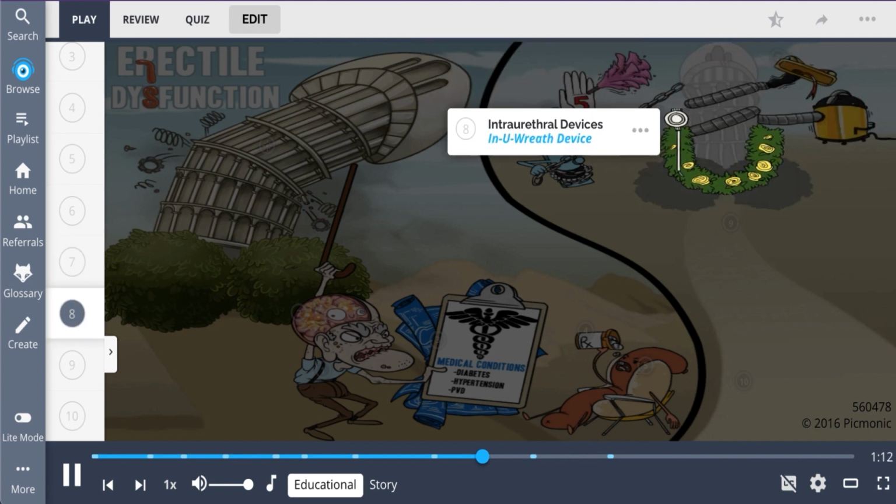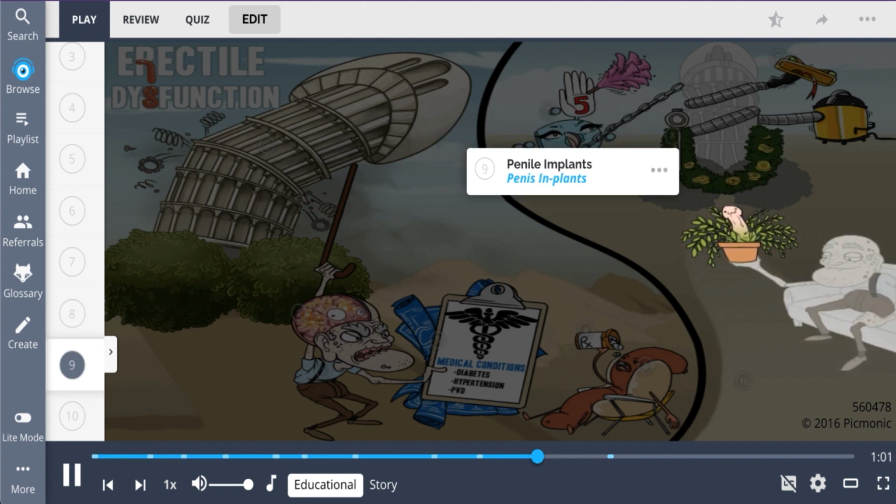In combination with vasoactive drugs, intraurethral devices, shown by the in-urethral device, is another available option to enhance the blood flow into penile arteries. For individuals suffering from severe erectile dysfunction, penile implants, shown by the penis in plants, is a surgical option. However, this procedure is highly invasive and may cause complications such as mechanical failure, infection, and erosion.